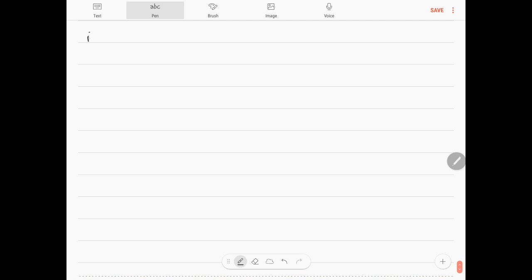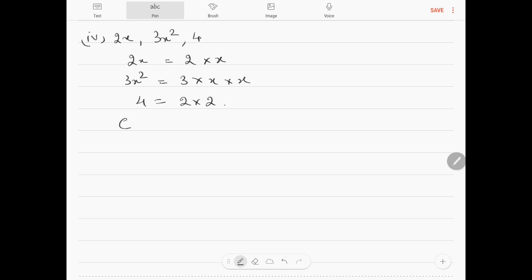Problem number 4: 2x, 3x square, 4. So 2x is 2 into x. 3x square is 3 into x into x. 4 is equal to 2 into 2. Here nothing is in common. So the common factor is 1, and the HCF is also equal to 1.